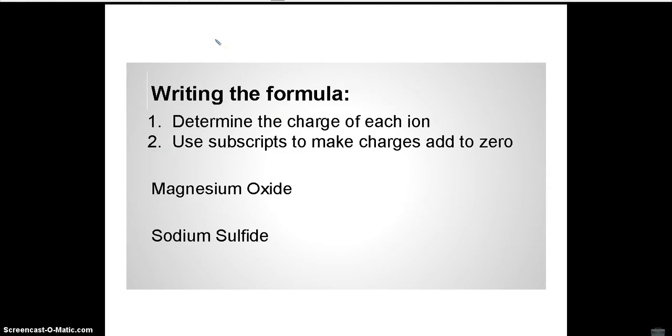Okay, now, what if we want to go the other way? What if we know the name, but we want to write the formula? Well, the first thing we have to do is determine the charge of each ion, and then we want to use our subscripts to make the charges add up to 0. Okay, so back to your periodic table, find magnesium. Magnesium has how many valence electrons? 2. So when it loses those, it'll have a +2 charge. Okay. Find oxygen. It has 6 valence electrons. When it gains 2 to have 8, it'll have a -2 charge. Now, the charges have to add up to 0. +2 minus 2 equals 0, so we need 1 of each ion. So we get magnesium oxide, MgO.